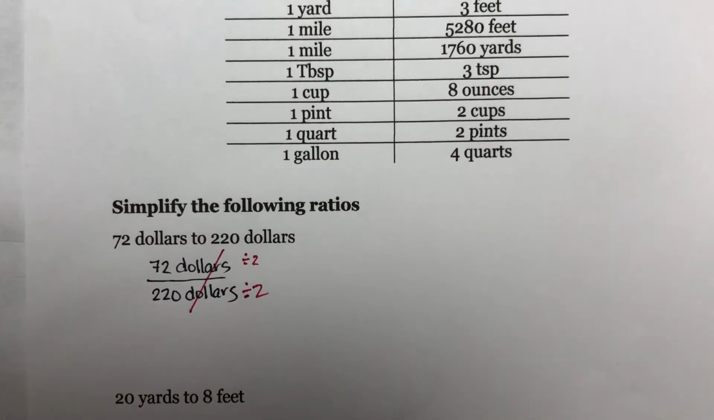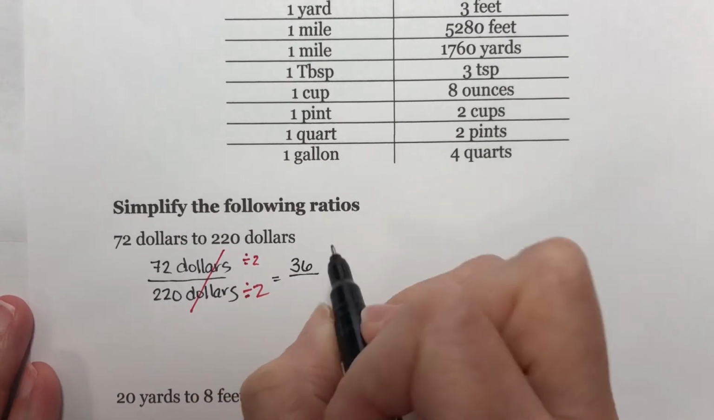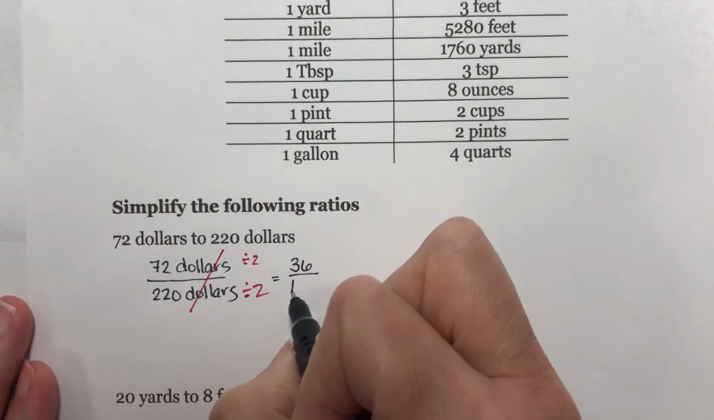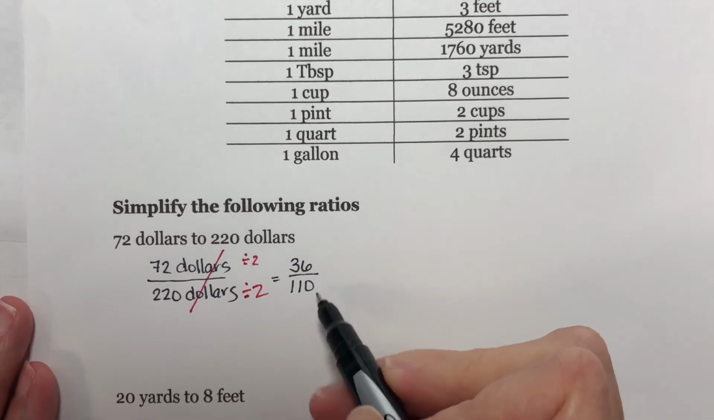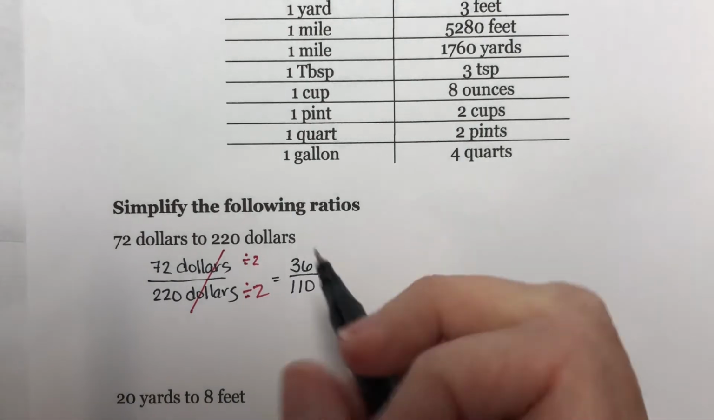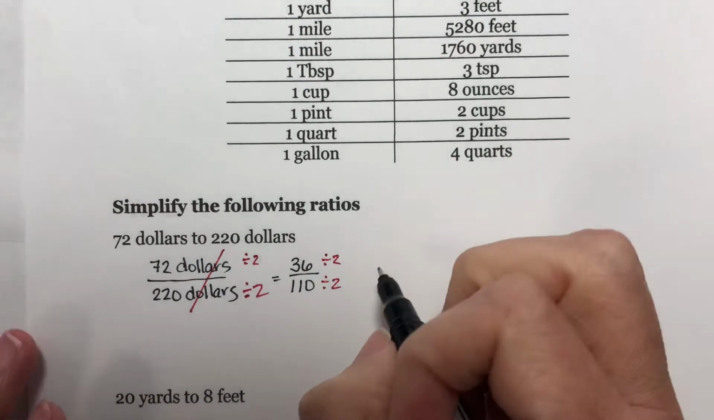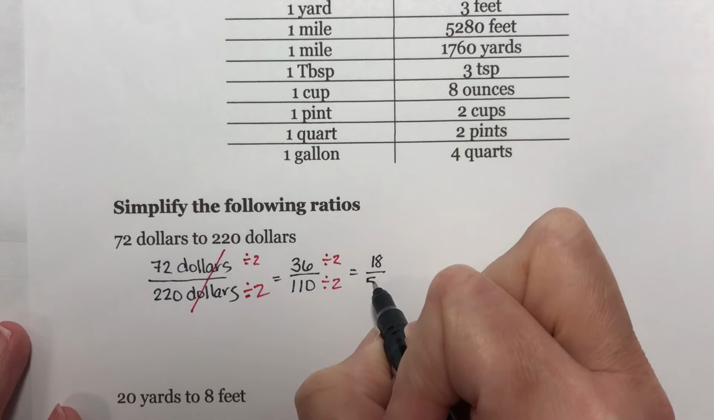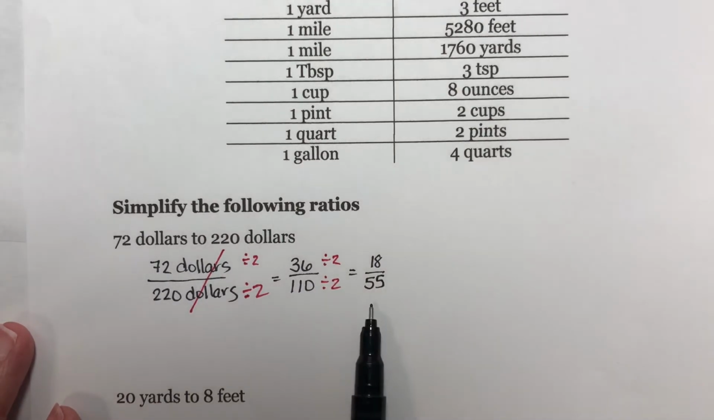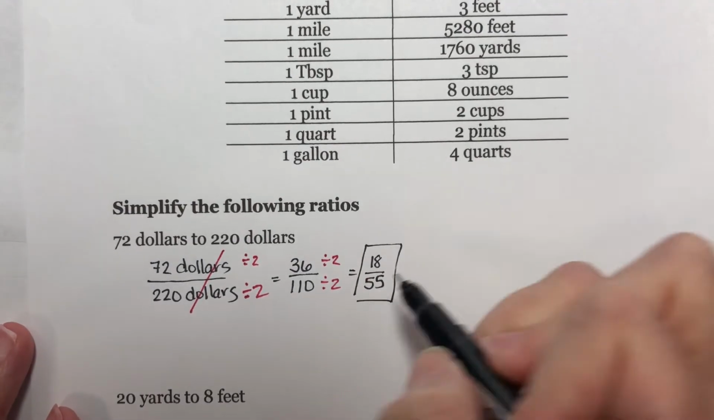72 divided by 2 would be 36. 220 divided by 2 would be 110. And we are still not in lowest terms because both of these are still even. So try dividing by 2 again. And this would be 18 over 55. The only things that divide into 55 are 5 and 11, and neither of those go into 18. So this is in lowest terms, and it is your final answer.